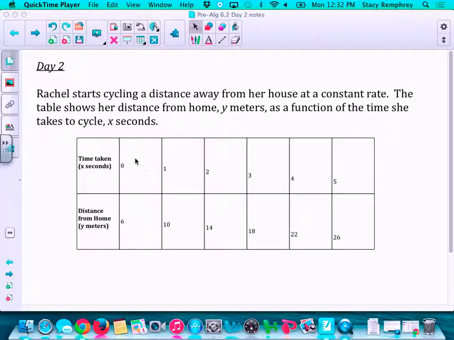seconds. So at 0 seconds, when she hasn't gone anywhere, she's 6 meters from home. After 1 second, she's 10 meters from home. After 2 seconds, she's 14 meters from home, and so on and so on. So this is a little different. Before I gave you numbers in the scenario, and now I'm giving you information in a table and expecting you to go different places with it.